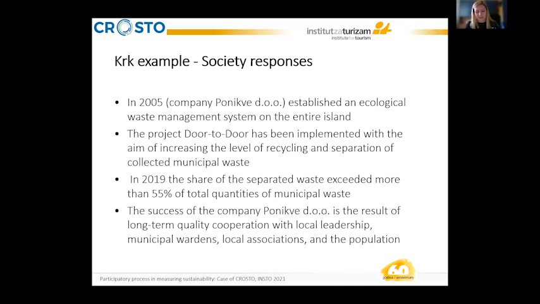I'm not going to go into details, for which we don't have time, but in the last 10 years, they have implemented a door-to-door project where they have increased the information. And I would like to stress the most important thing that they have been able to achieve. In 2019, the share of separated waste exceeded 55%, which is great for Croatia. And it's important to stress that it is almost meeting the EU goal for 2022, which is 60% of the waste separated. Therefore, they have really good practices.